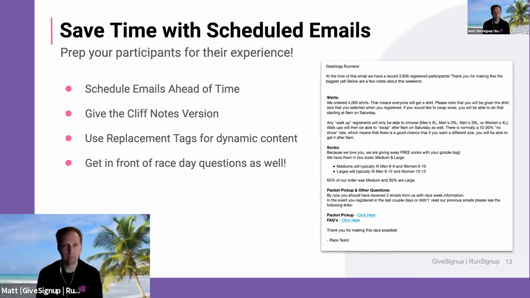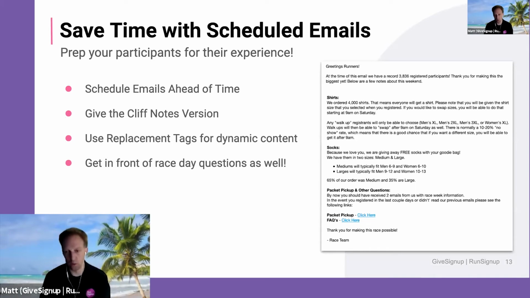You can schedule emails ahead of time, just like that automated email. You can schedule your whole marketing campaign ahead of time. So even before you launch the race, you can say, hey, this email is going out August 1st. This email is going out 2 days before the race, and get all the information that you need with that information.